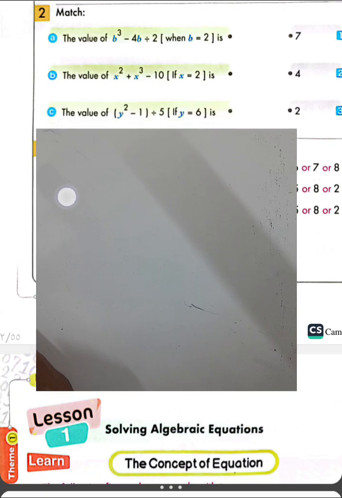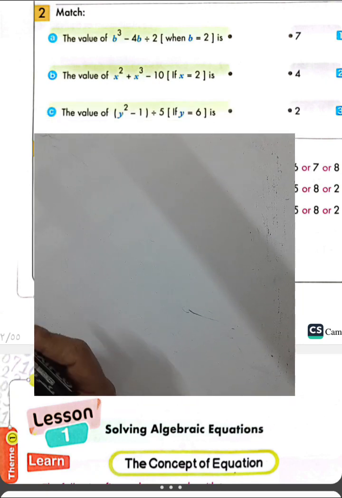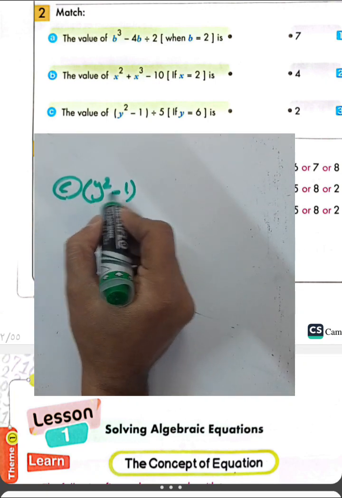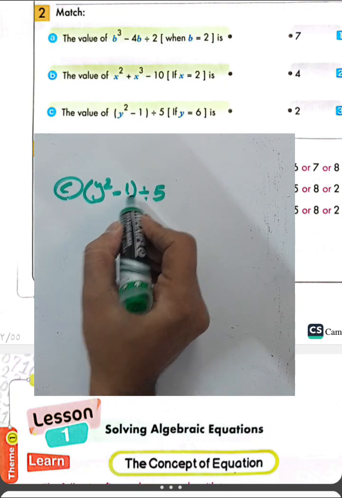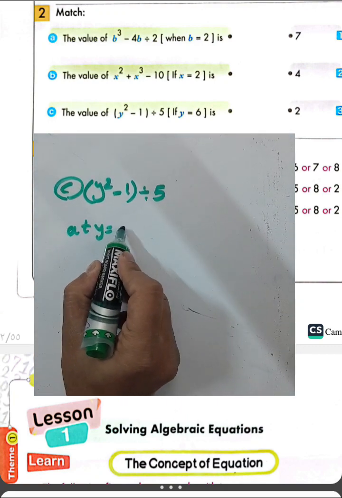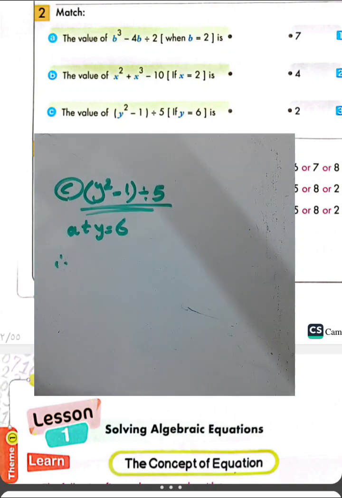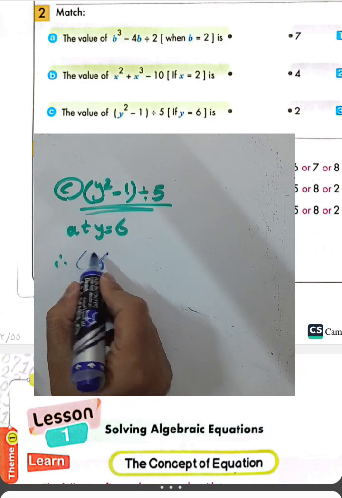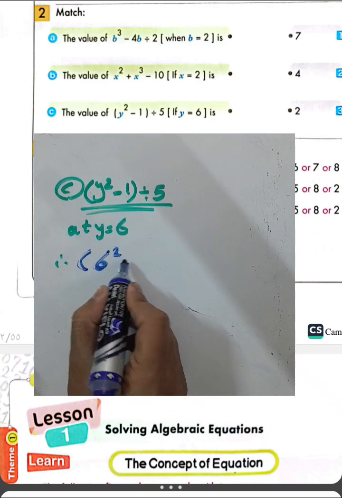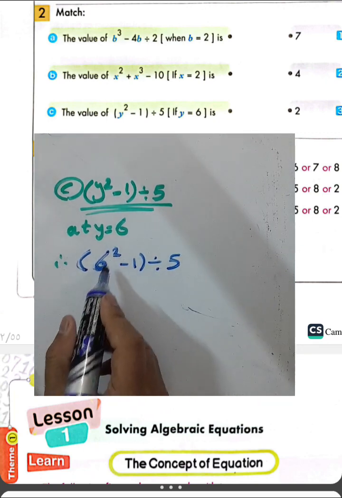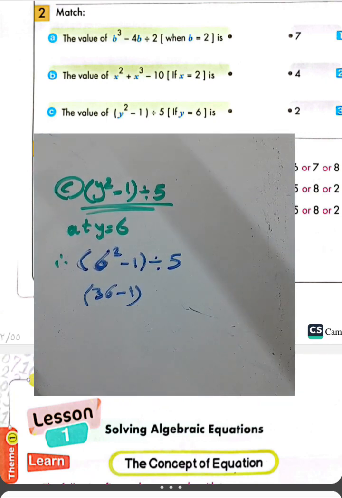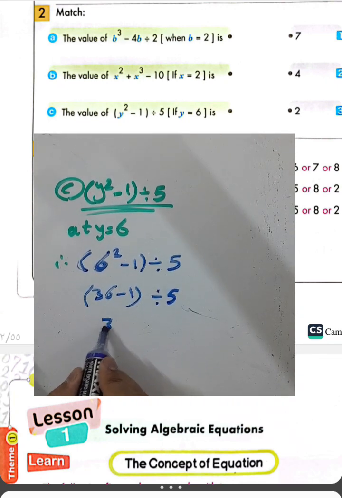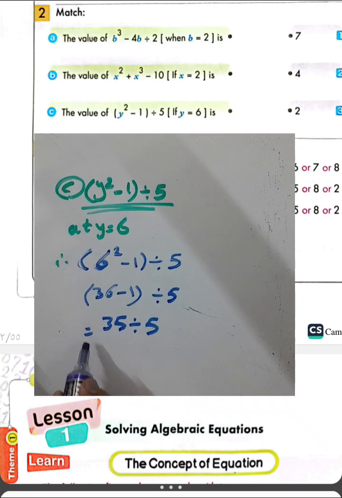Letter C: the value of the expression if y equals 6. We have y power 2 minus 1, divided by 5, at y equals 6. Then what will the value of this expression be? Put y equals 6 here: 6 power 2 minus 1 divided by 5. 6 power 2 will be 36. 36 minus 1 will be 35. Divided by 5, the result will be equal to 7.